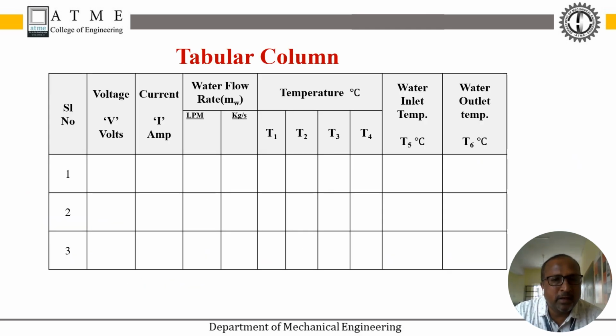And this is the table where we are going to record all the readings. You can see voltage in the first column, current in the second column, and water flow rate, that is LPM. Actually our meter gives it in LPM. We need to convert that into kg per second. Both LPM and kg per second are flow rates, we know that. In the formula we need it in kg per second. And the temperatures at different points, T1, T2, T3, T4, and T5, T6 are the water inlet and water outlet temperatures. So these readings need to be taken after the composite wall has reached steady state conditions, right?